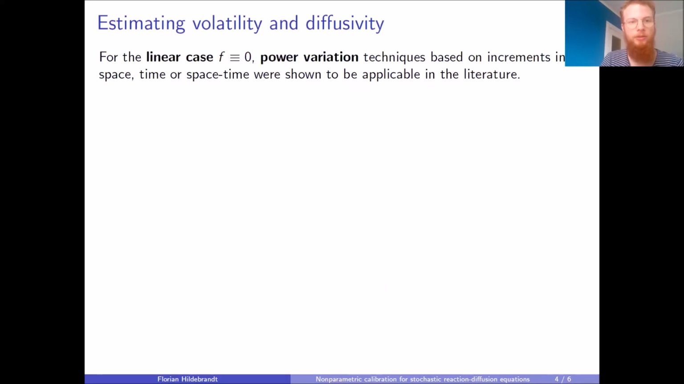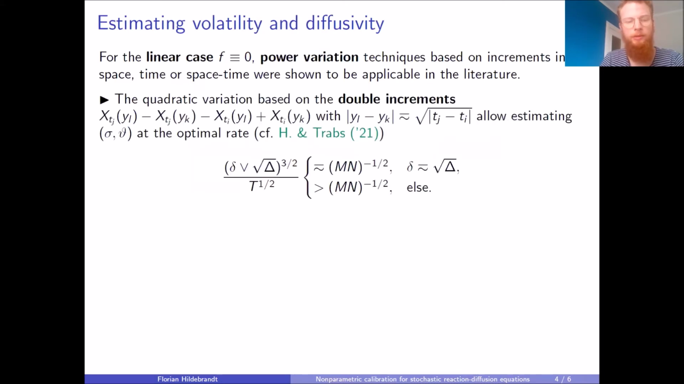First of all, I would like to talk about estimation of the two parameters, the volatility and the diffusivity. In the linear case, that problem has already been addressed in the literature, and there it was found that power variation techniques are an appropriate tool for estimating the parameters. Power variations are a tool that is very well understood for finite dimensional processes, but it can also be applied here. One particular result I would like to mention is that of quadratic variations based on double increments.